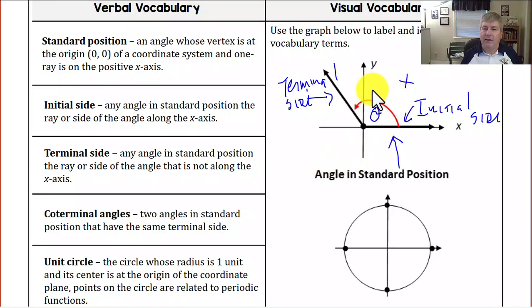So if we said that this angle was 135 degrees, we could have a coterminal angle that would be a negative 215 degrees. Those two angles, negative 215 and positive 135, are coterminal because they end with the same terminating ray.